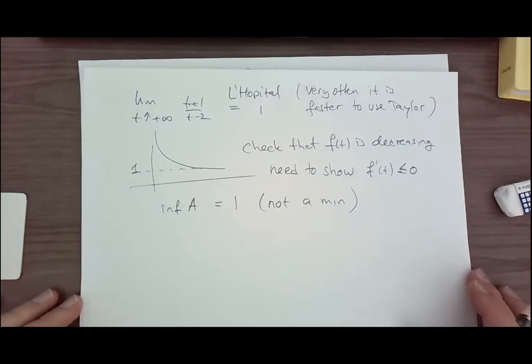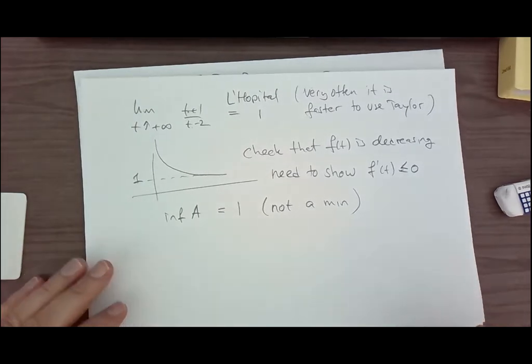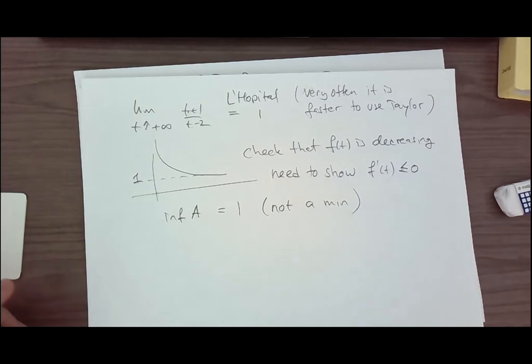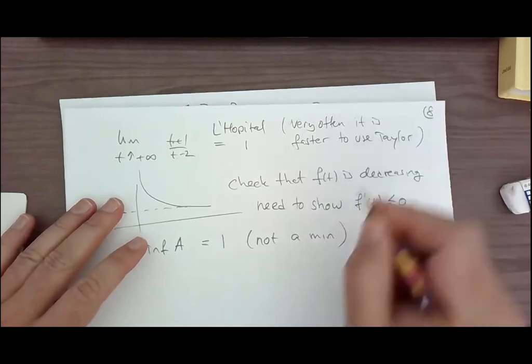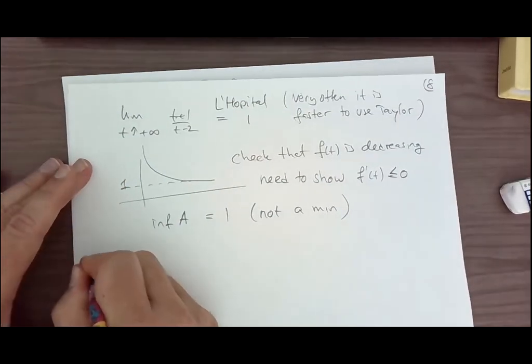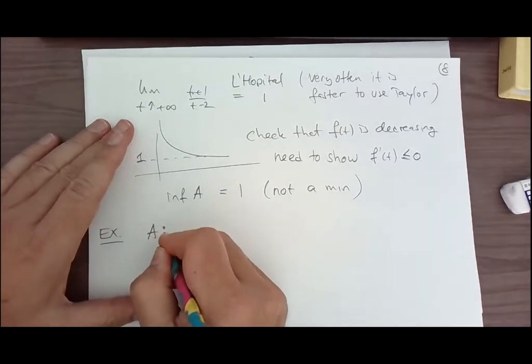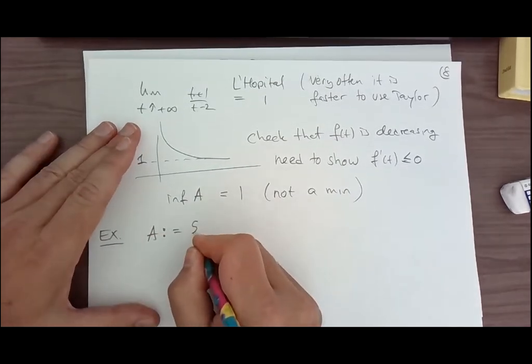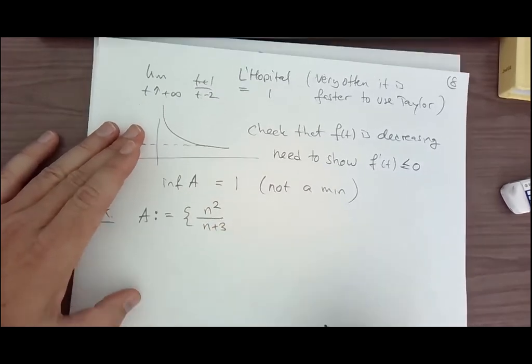If you're getting the hang of infimum and supremum here, maybe we can do one more example. Let's do one more example. Page 7, page 8. One last example. Let's do A to B. The last one I have is n squared divided by n plus 3.